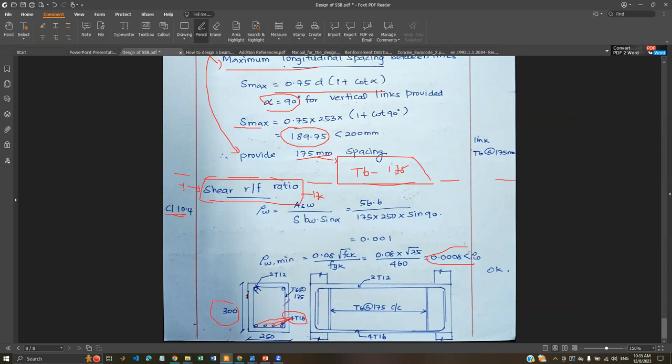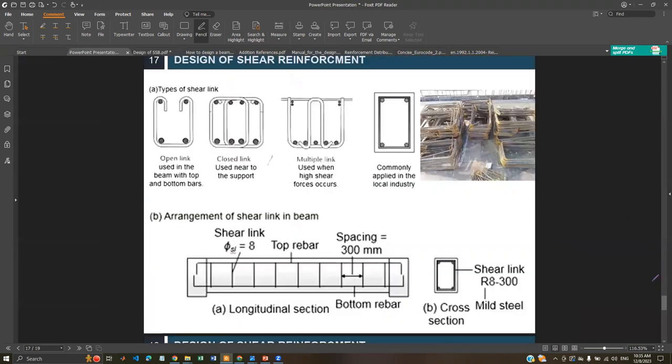And then, this is the share link. As I mentioned, I am going to provide it as T6 with 175 millimeter, and that's also done. Here you can see it in this figure as well.